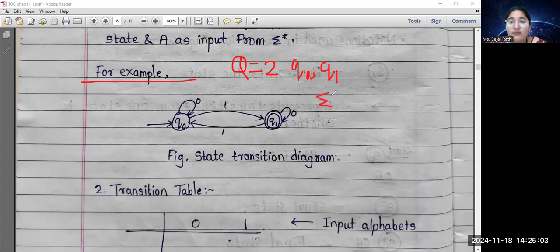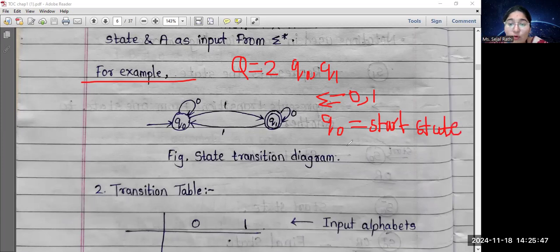Now, what is the sigma? What is the input set? 0 and 1, correct? So, 0 and 1 is the input set. Then, what is the next one? It is the initial state. What is the initial state here? It is the start, correct? So the initial state is Q0. So Q0 is the start state or initial state, correct?